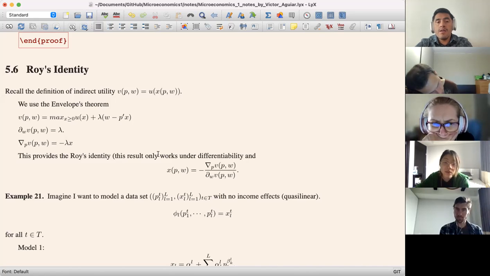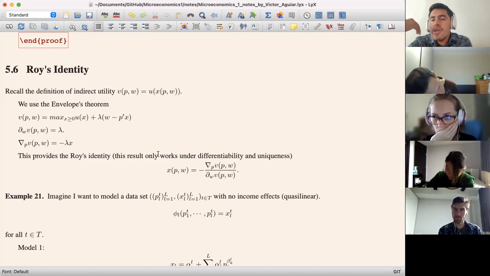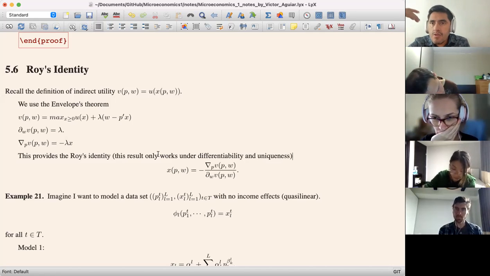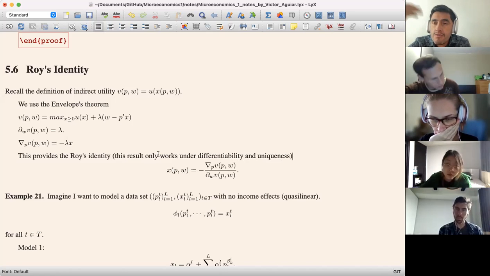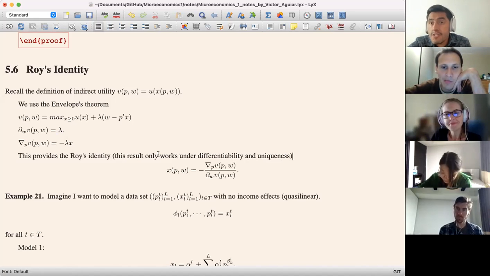and uniqueness. So this result doesn't work in this form when you have demand correspondences. Of course, if you go deeper into the theory of consumer theory, there is a version of Roy's identity for sets and demand correspondences. That is too complex for this class, but bear in mind that there is a version.